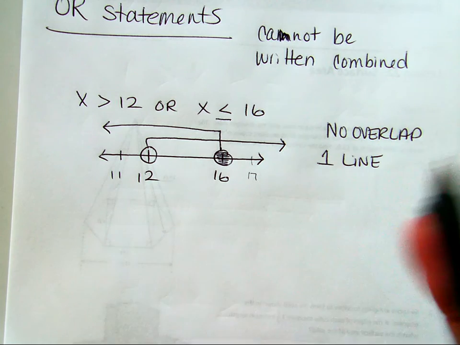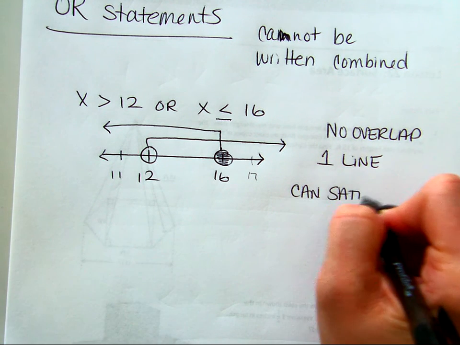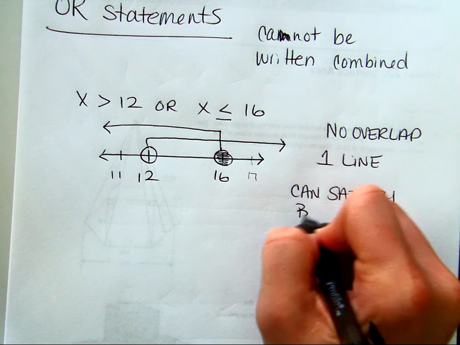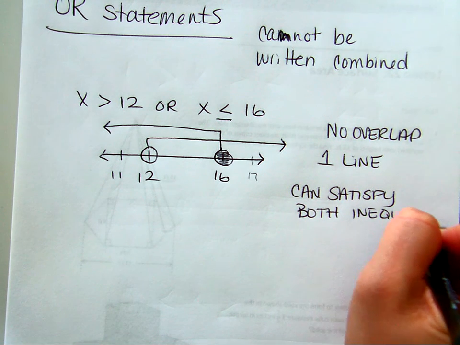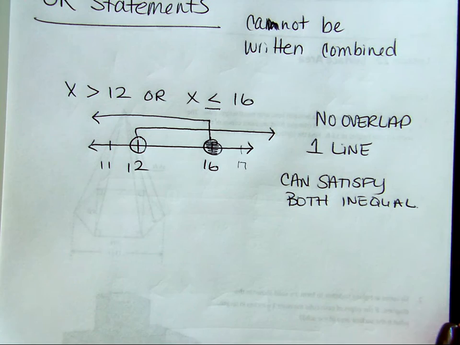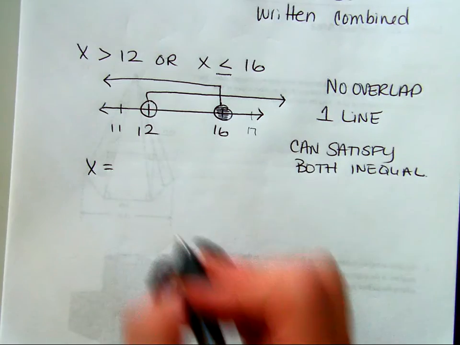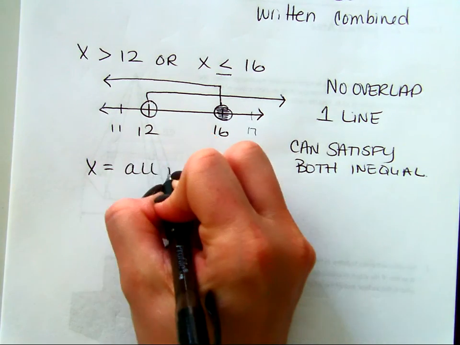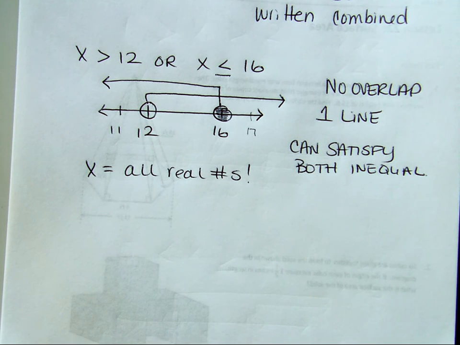So it can satisfy both inequalities, but it doesn't have to. So what would your solution set be for this? X can be, bless you, all real numbers, because every single number works like that. Okay?